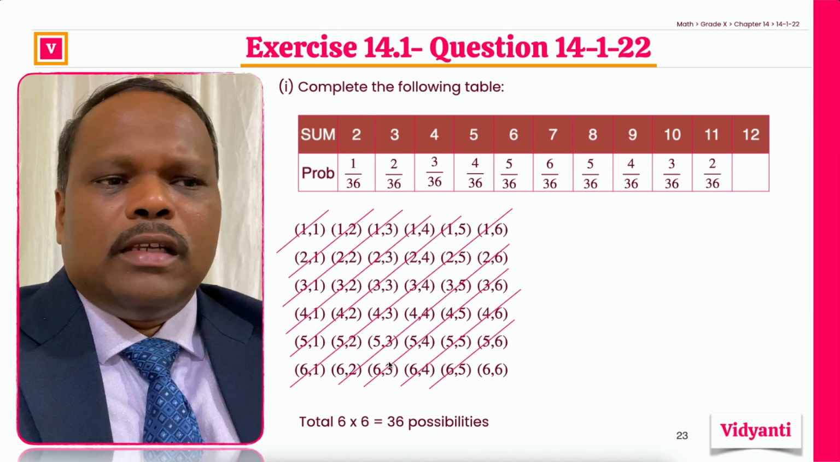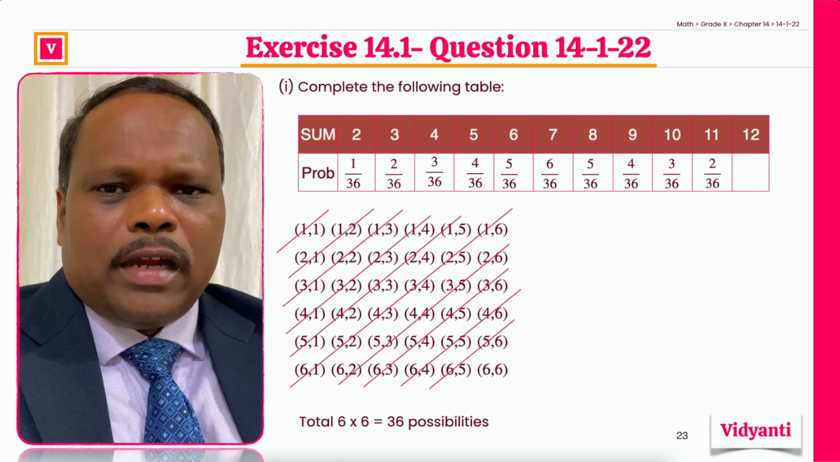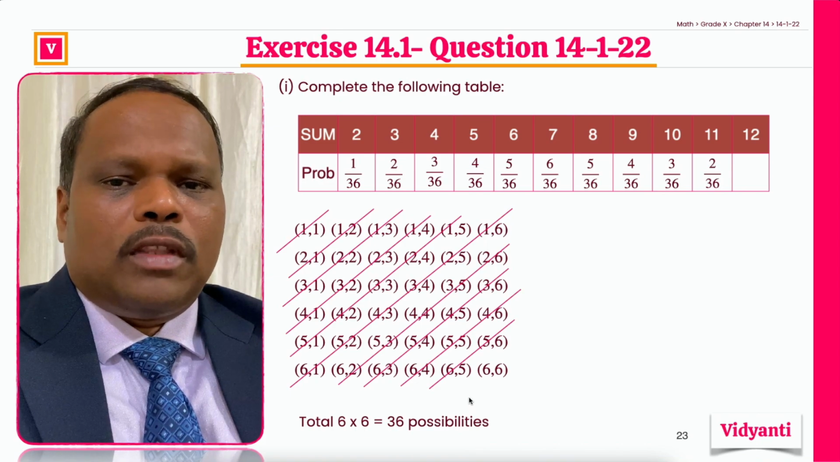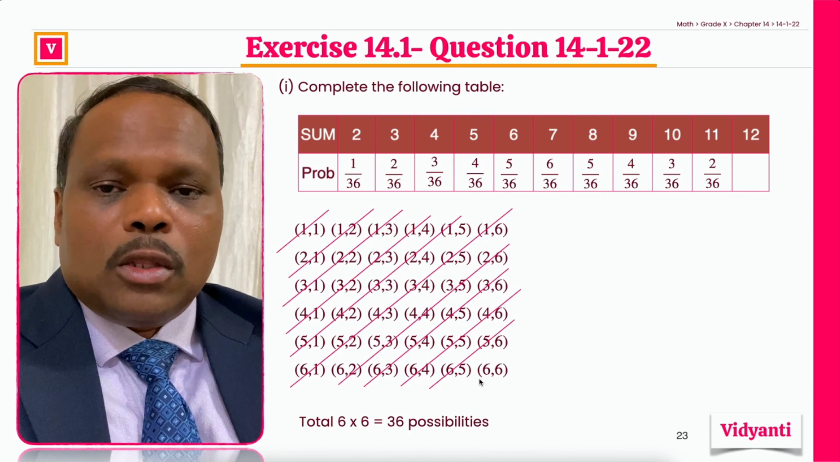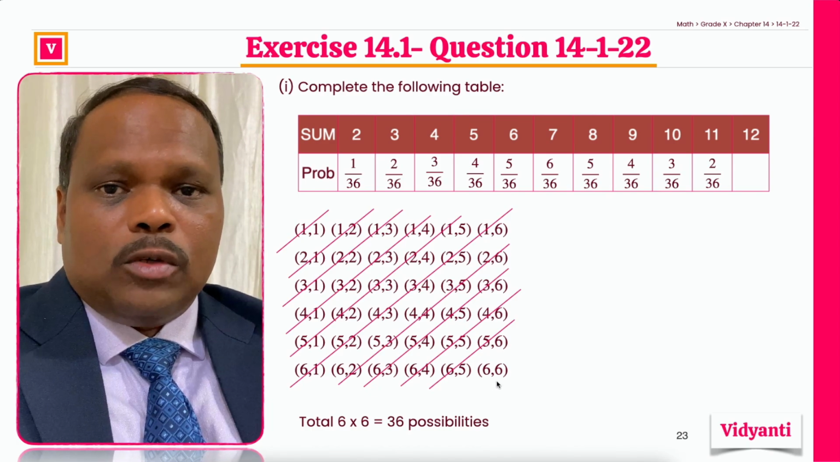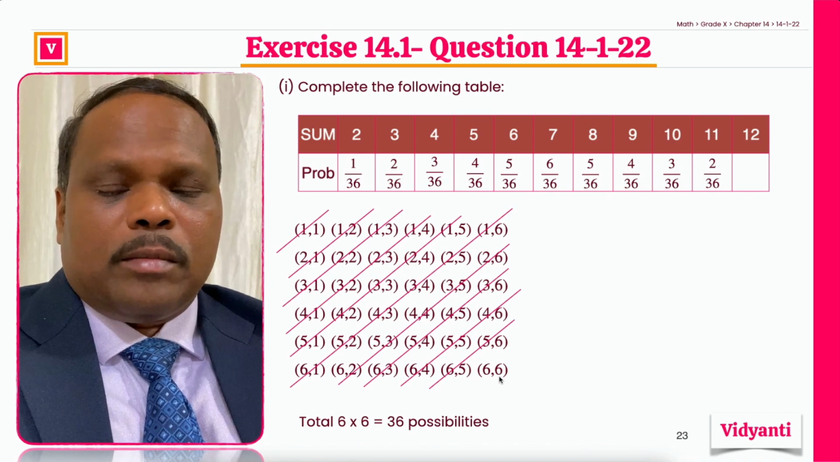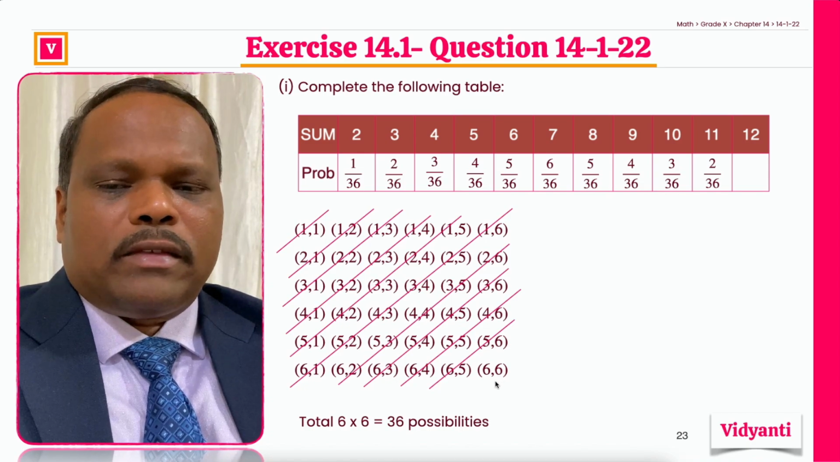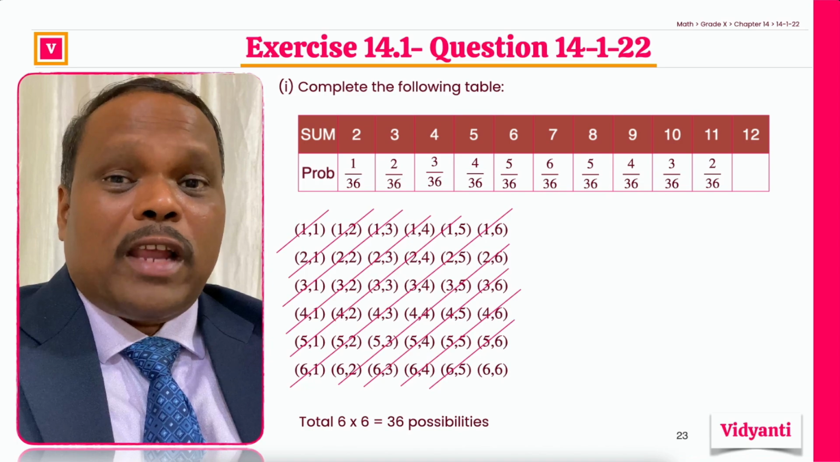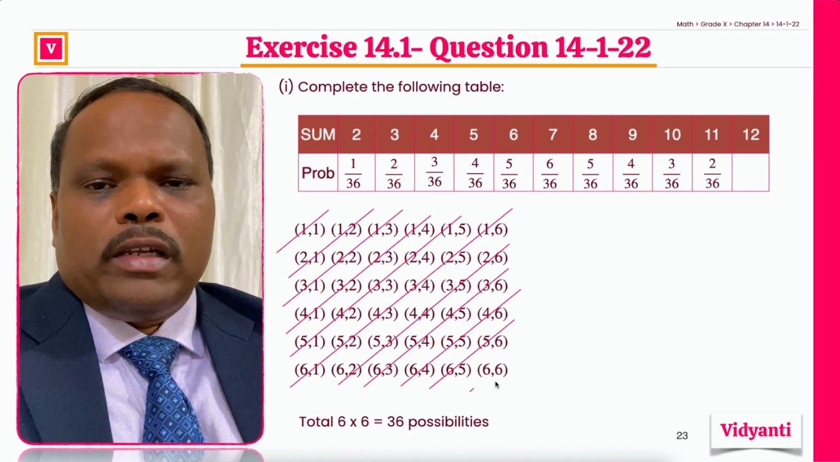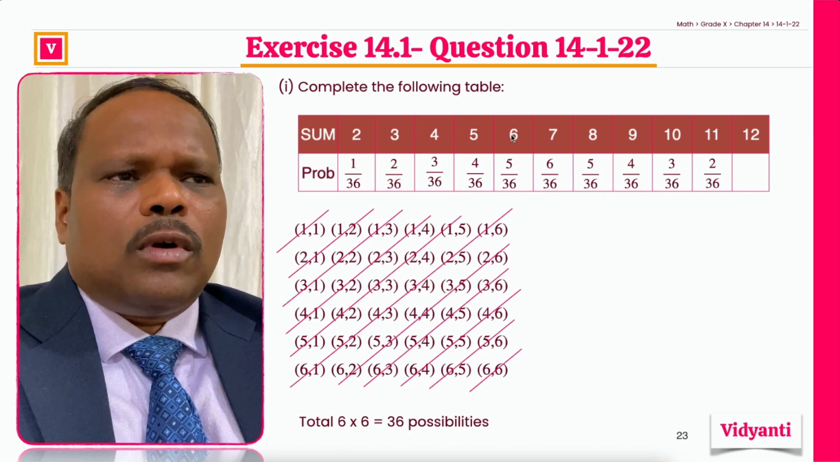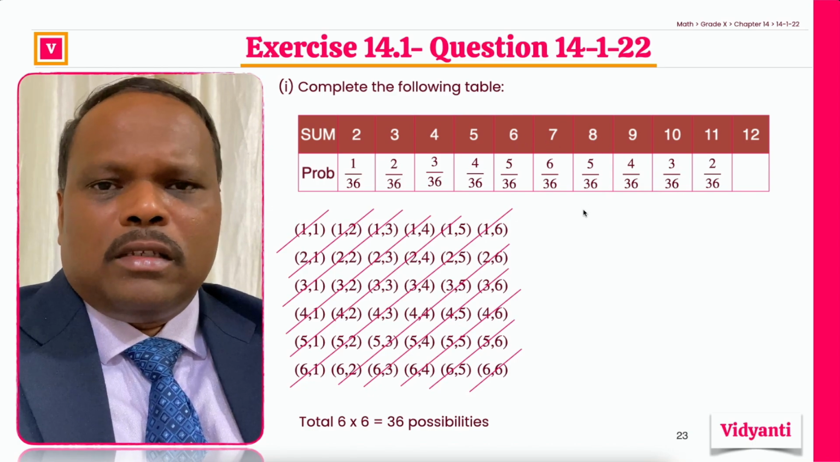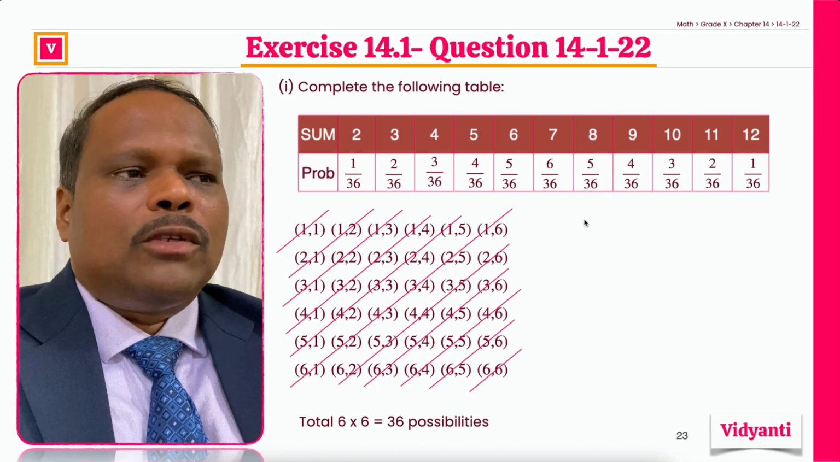and finally 12 is kind of rare. You have only 1 out of 36 possibilities, because in order to get a score of 12, you must throw 6 in the first attempt, and you must score 6 in the second attempt. So that means there is only 1 chance out of 36 possibilities. That's why getting a score of 12 is rare, and getting a score of 2 is also rare. Getting a score of 6, 7, 8 is relatively okay. So this is the table.